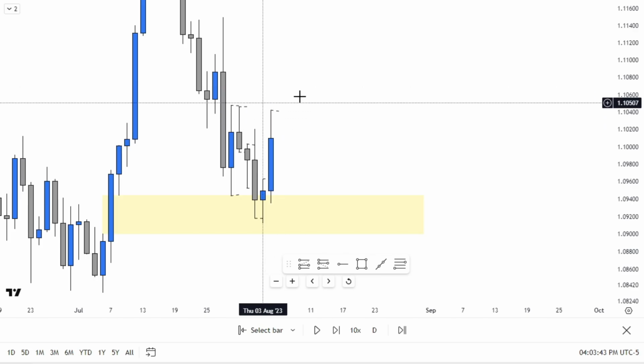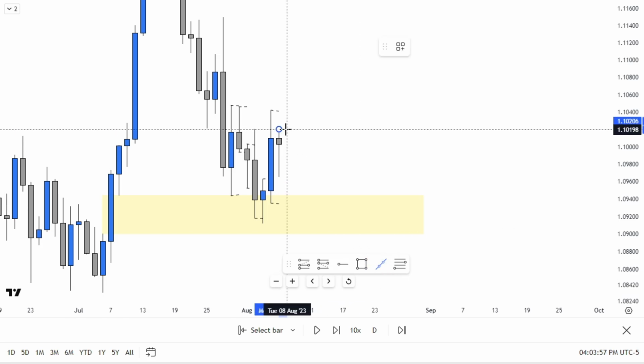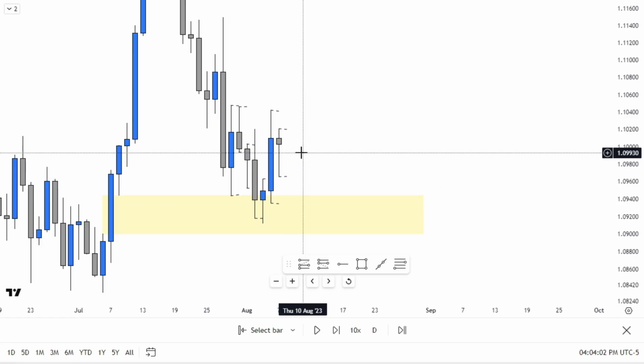And we're looking for price to take out this previous day high. And what does price do? Price stalls. Price doesn't take out either the previous day high or the previous day low. So let's mark out the previous day high and the previous day low, and let's see what price does now.